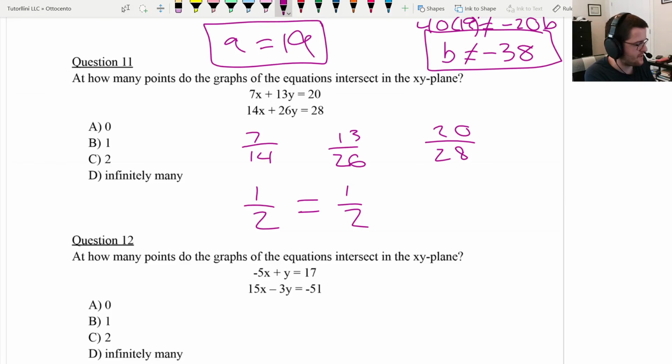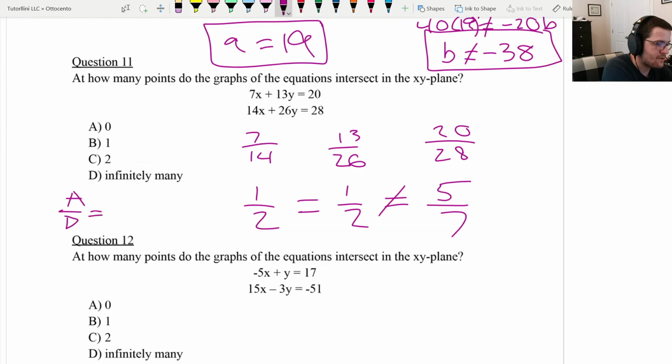20 over 28, that's 5 over 7, something like that. Yep. 5 over 7 is not equal to those other guys, so we're going to put a not equal to sign. And this is looking a lot like A over D equals B over E, which is not equal to C over F. So the answer must be no solution, so 0.